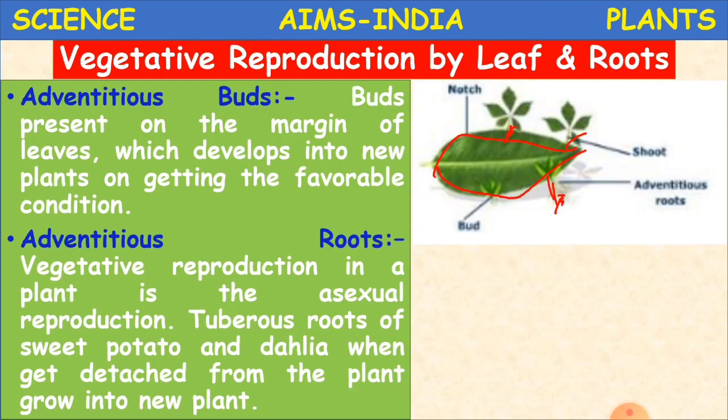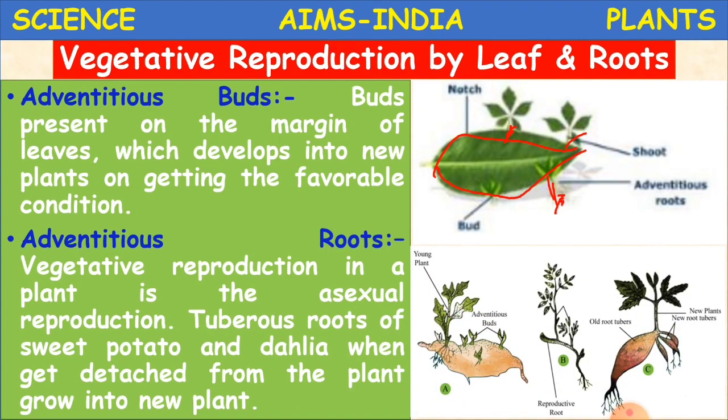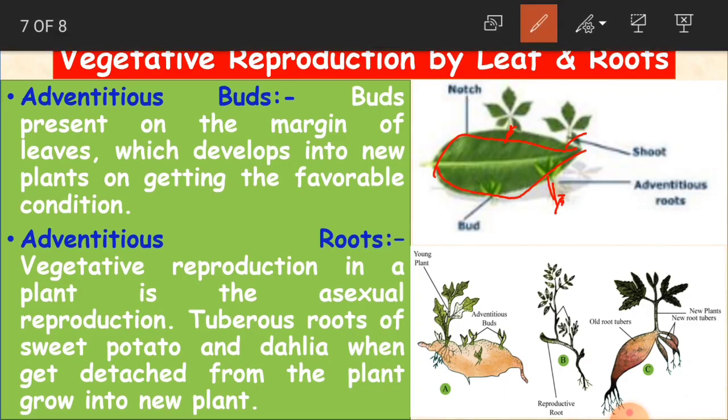Vegetative reproduction in a plant is asexual reproduction. What we learnt is that reproduction is of two types: one is sexual and the other one is asexual. This type of vegetative reproduction is asexual reproduction. Why? Because it is not using the male or female organs or the parts of the flower. It is just using the parts of the plant like stem, roots, leaf and all that.